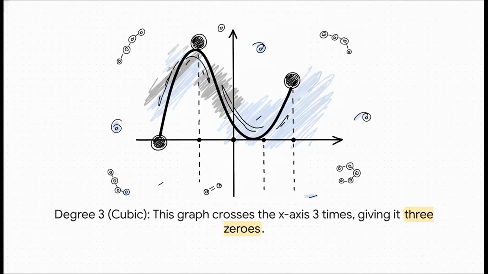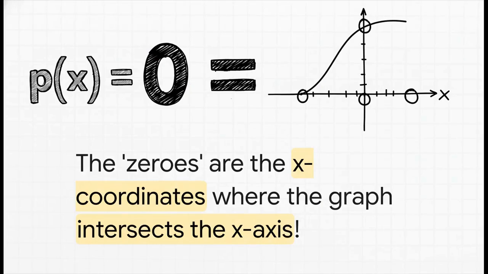Check out a cubic polynomial, degree 3. Its graph is this cool, wiggly curve, and it can weave its way across the x-axis up to 3 times. So, you guessed it, a cubic can have at most 3 zeros. And this is the big secret we've been hunting for. Those zeros we talked about in algebra, they are the exact same thing as the points where the graph hits the x-axis. That's the connection. The algebraic answer is the geometric location. It's all one and the same.